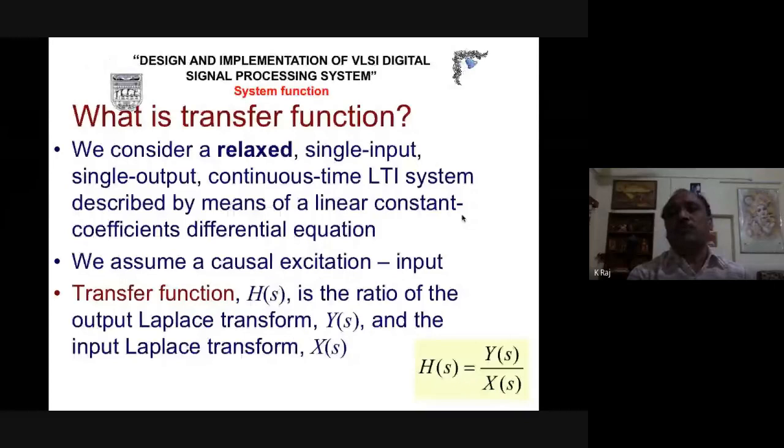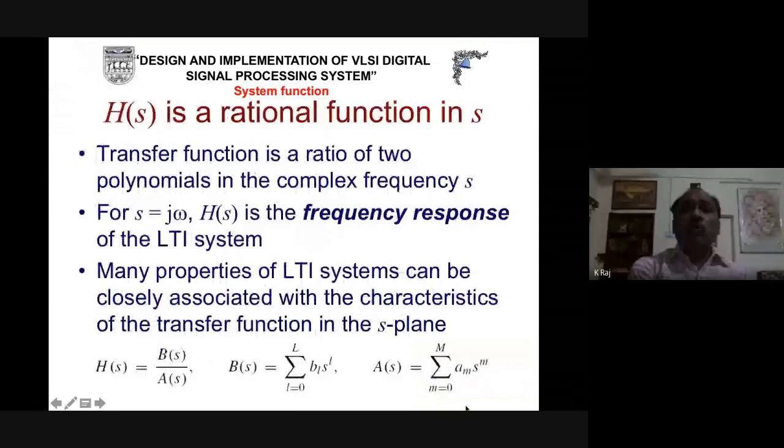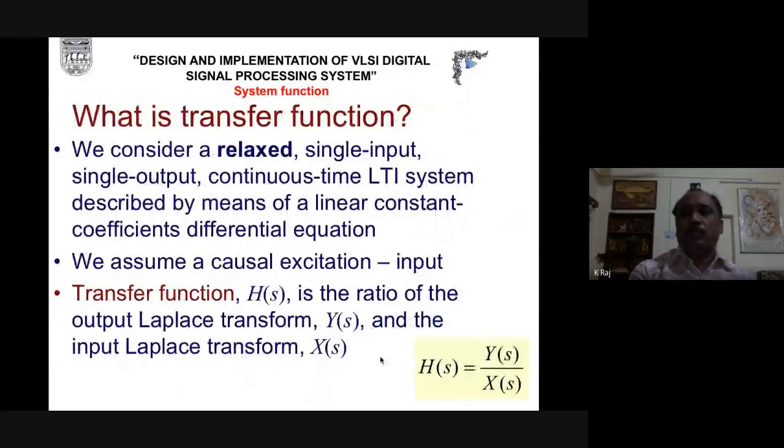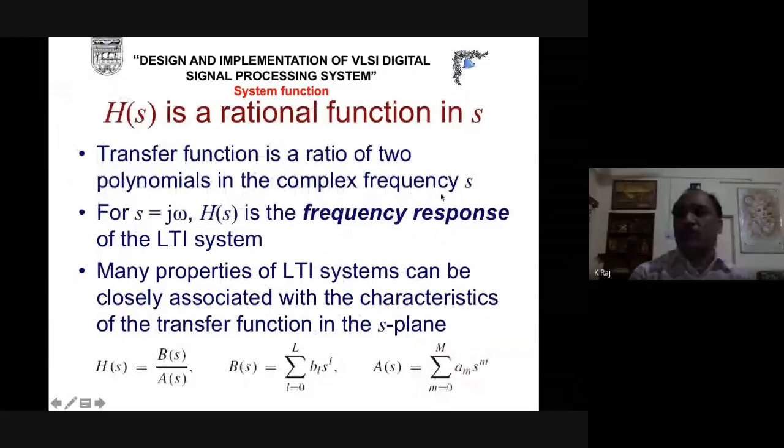Now mathematically, if H(s) is the transfer function, Y(s) is the Laplace transform of the output, and X(s) is the Laplace transform of the input, then H(s) is represented as Y(s) by X(s). The transfer function here is a ratio of two polynomials, Y(s) and X(s). So H(s), the transfer function, is a ratio of two polynomials in the complex frequency domain represented by S. And if we replace s by j omega, then this H(s), the transfer function, will be named the frequency response of the system, as we have discussed.